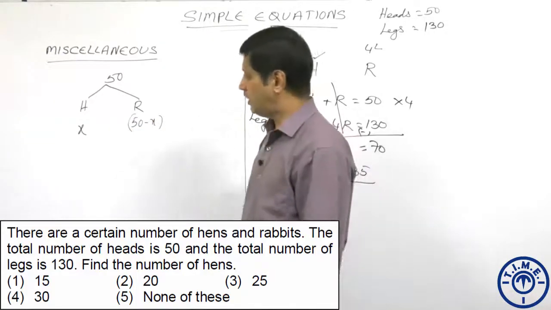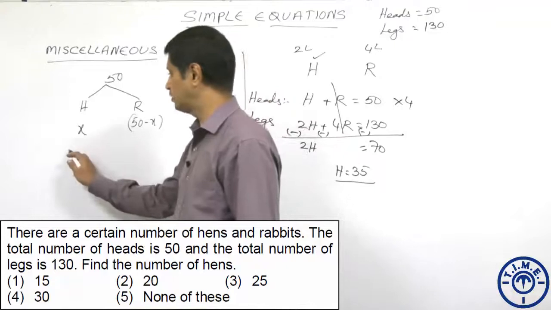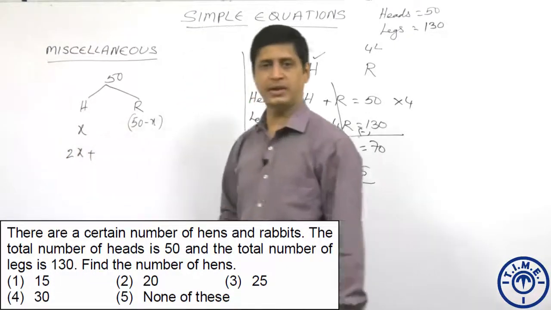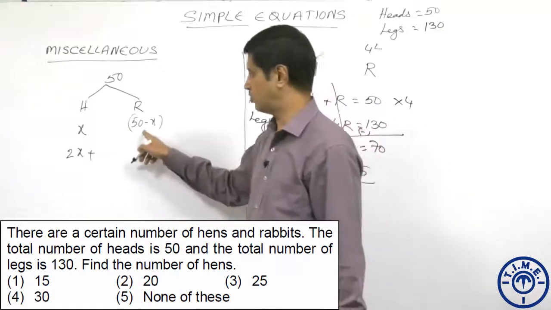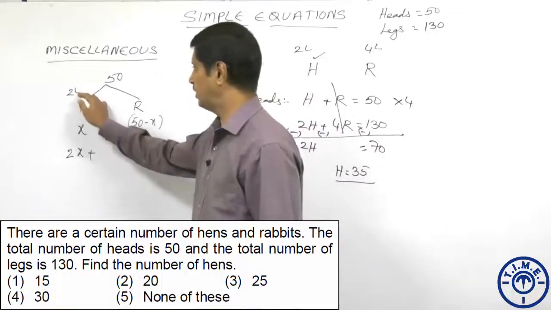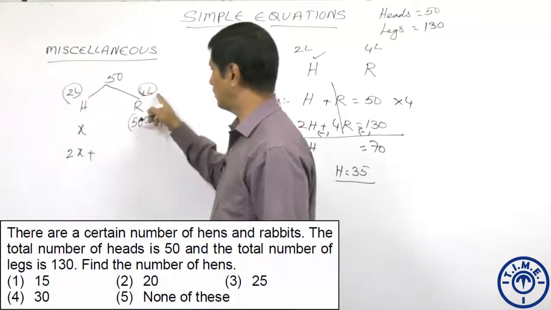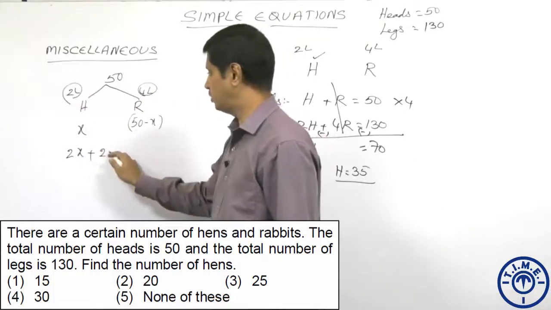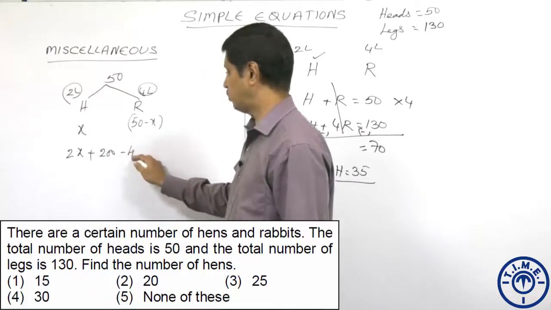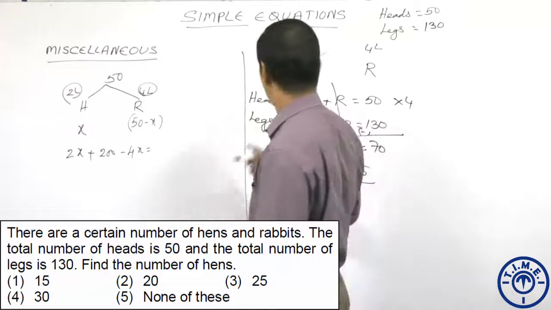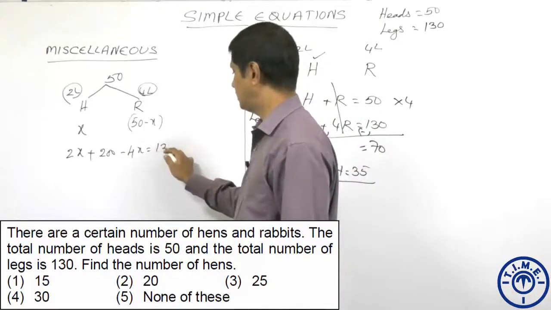What about the number of legs? A hen has 2 legs, so 2 times x is 2x. A rabbit has 4 legs, so 4 times this value, 4 into 50 minus x. So 200 minus 4x is equal to the total number of legs. The total number of legs given here is 130.